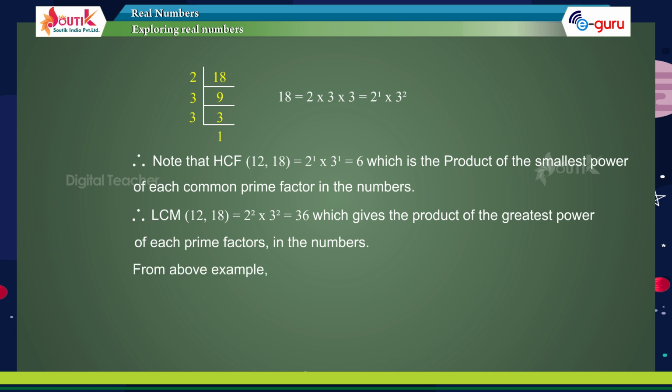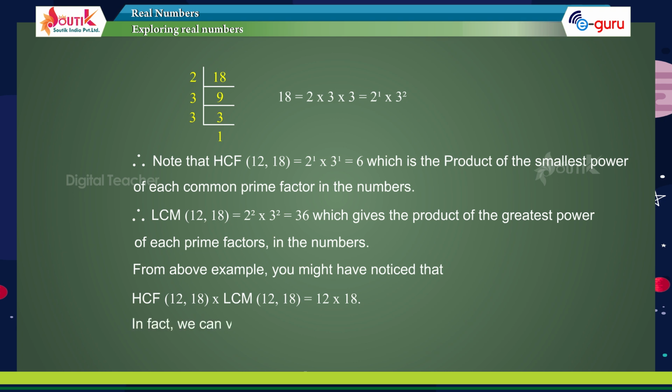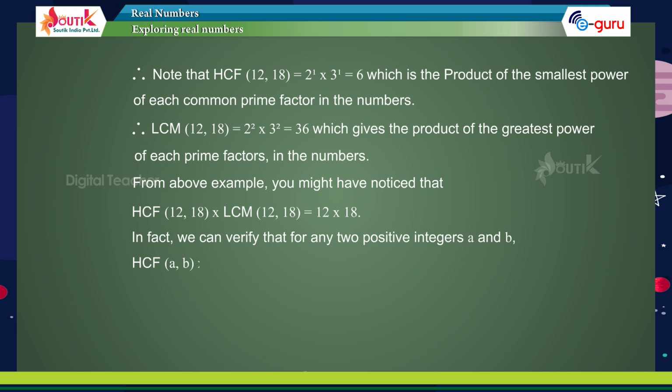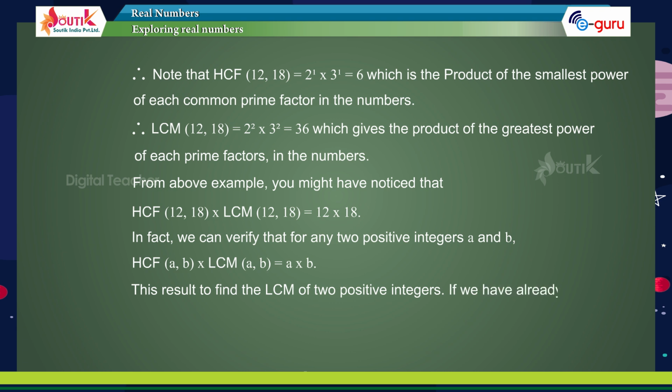From the above example, you might have noticed that HCF of 12 and 18 into LCM of 12 and 18 equals 12 into 18. In fact, we can verify that for any two positive integers a and b, HCF of a, b into LCM of a, b equals a into b. This result can be used to find the LCM of two positive integers if we have already found the HCF of the two positive integers.